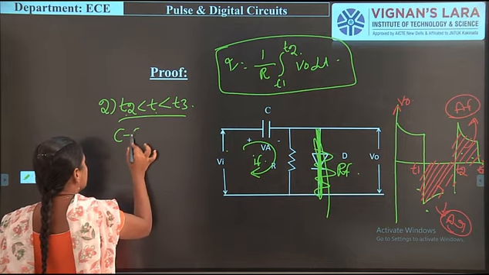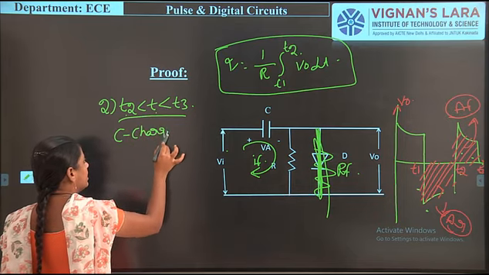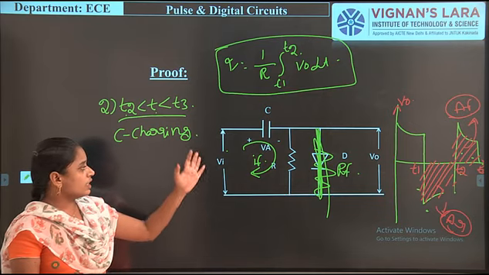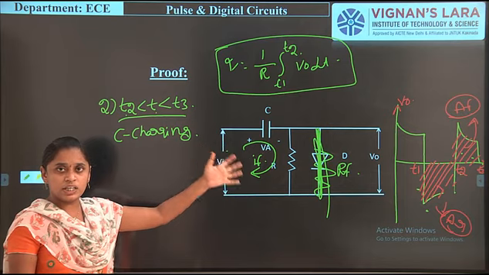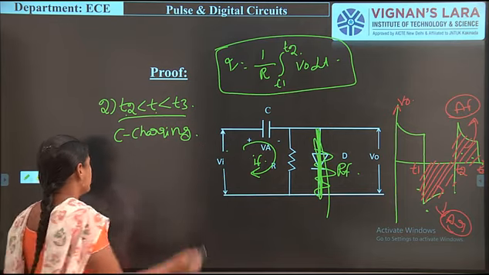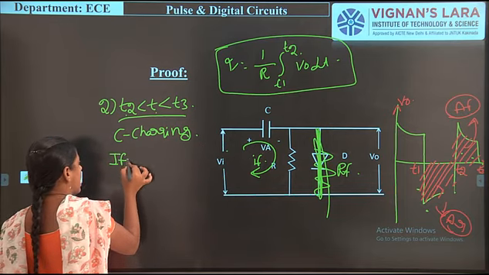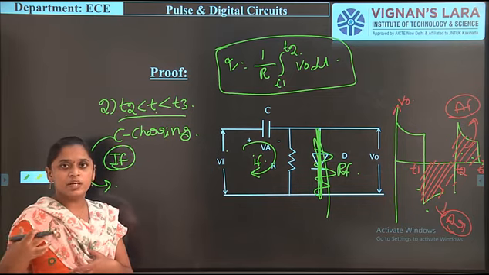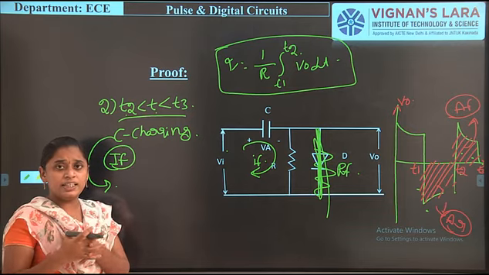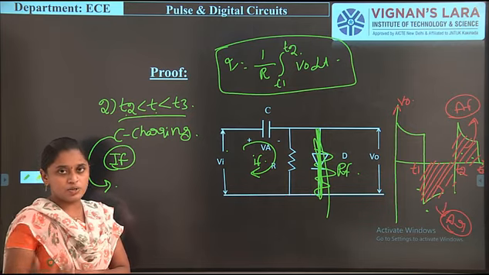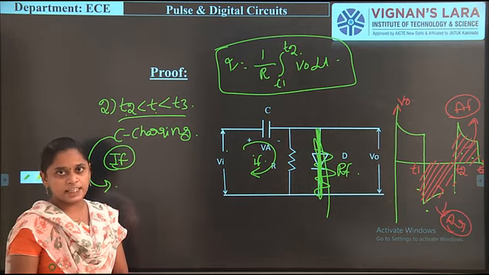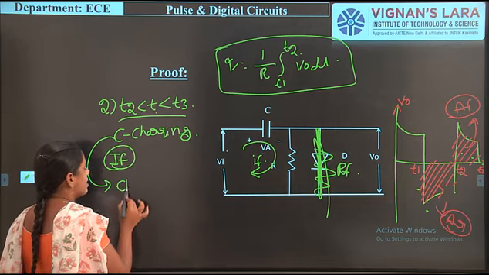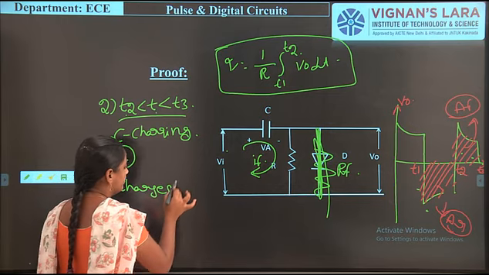The capacitor starts charging. When the capacitor starts charging, the current flowing through this circuit is known as forward current, IF. And in this time the capacitor gains some energy, the stored energy, which is indicated with Q, the charge stored by the capacitor.